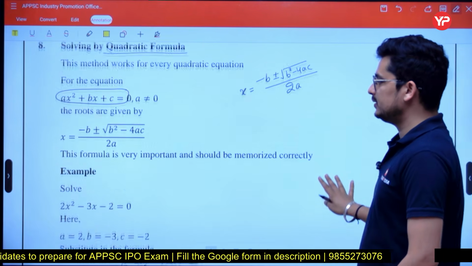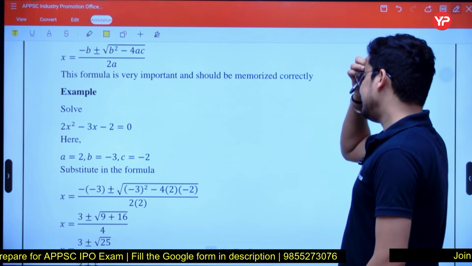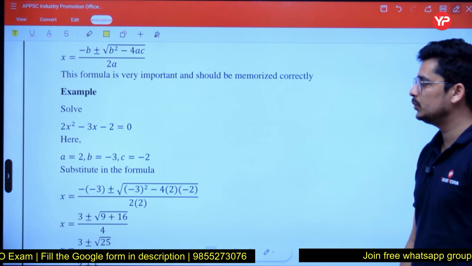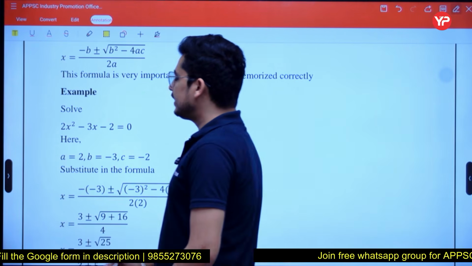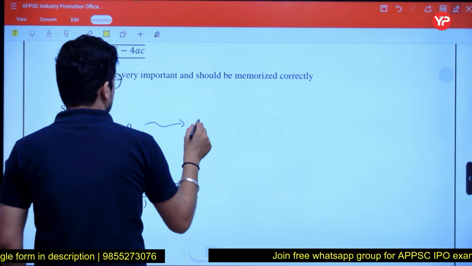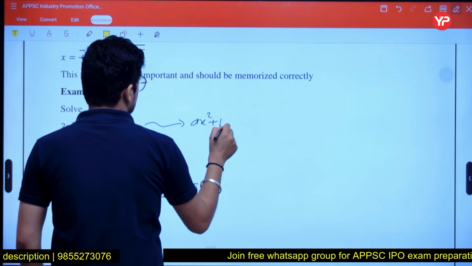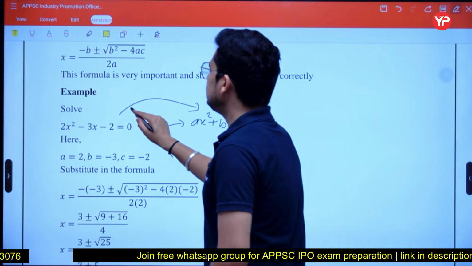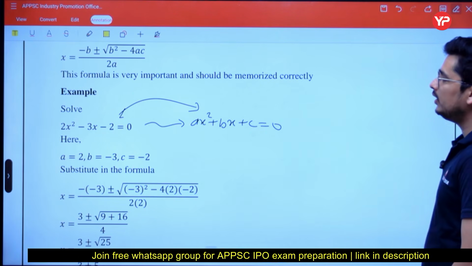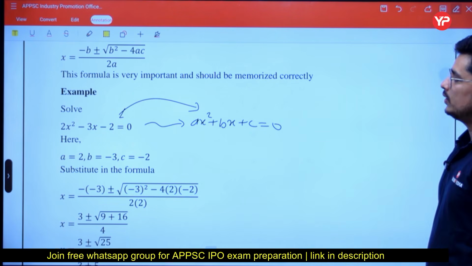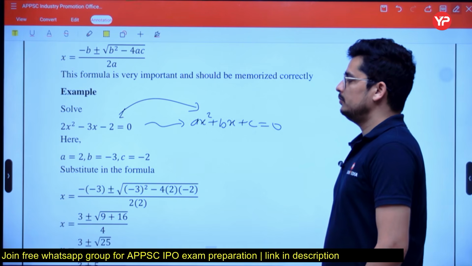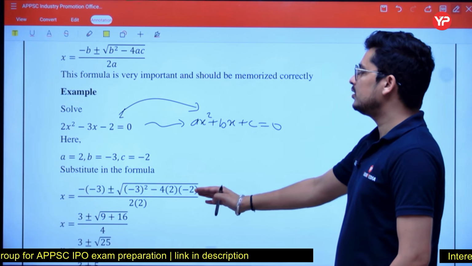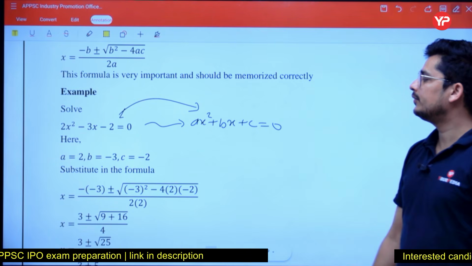Let us take an example here. The quadratic equation given is 2x squared minus 3x minus 2 equals 0. If I compare this with ax squared plus bx plus c equals 0, we get a equals 2, b equals minus 3, and c equals minus 2. Then we will substitute these values in the quadratic formula.